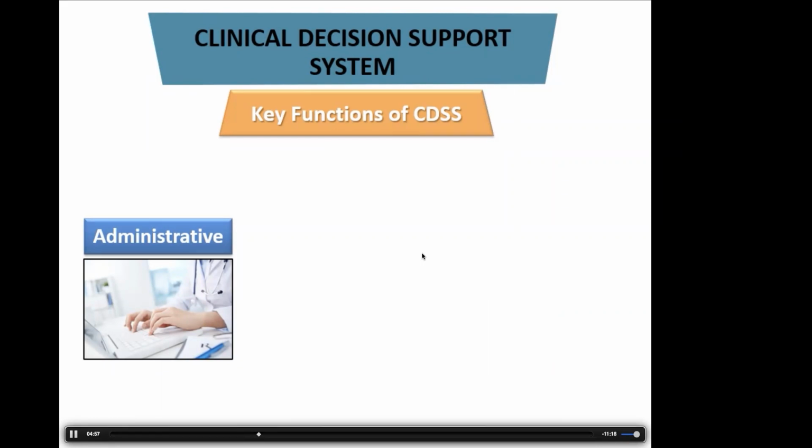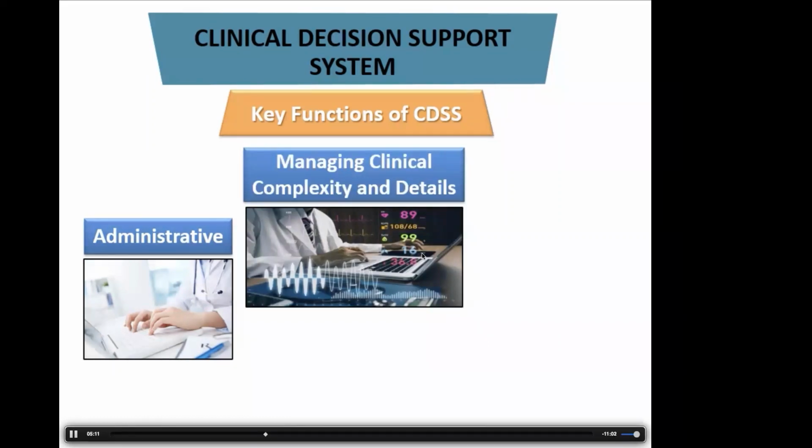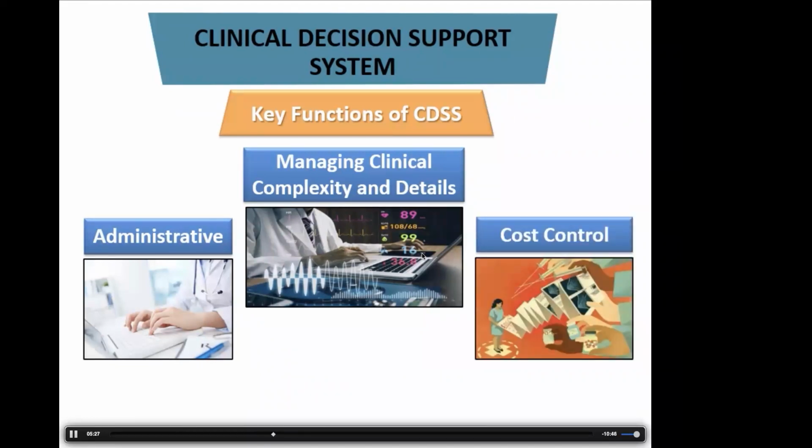This function was able to support outcomes performance management by integrating operational data or the business side with the clinical data or the clinical side. Next is managing clinical complexity and details. Keeping patients on research and chemotherapy protocols, tracking orders, referrals, follow-up, and preventive care would be managed. Next is cost control. Monitoring medication orders, avoiding duplication, or any unnecessary tests will help with the cost.